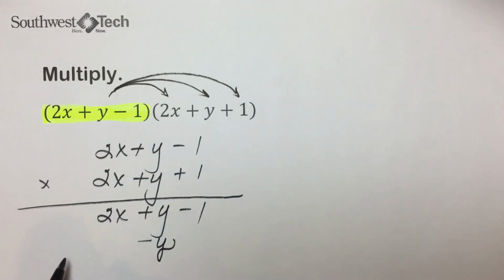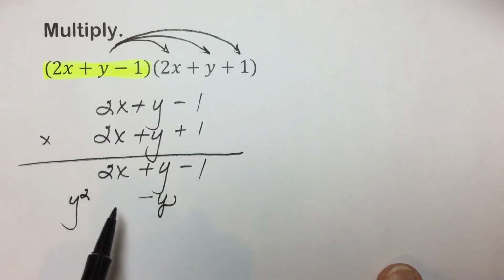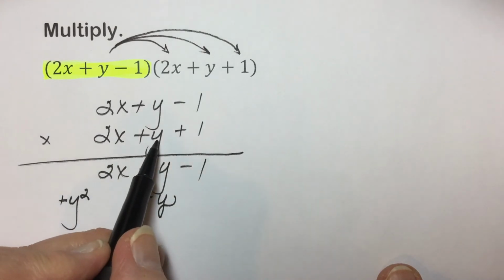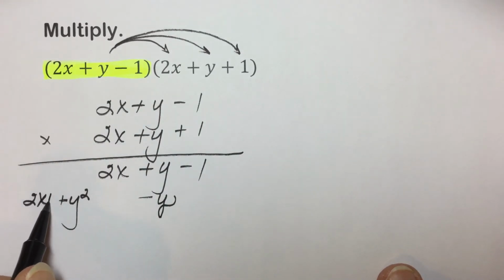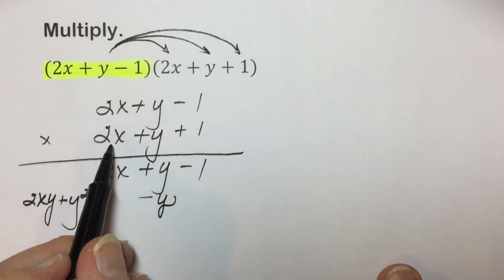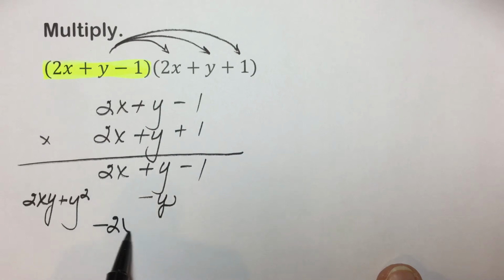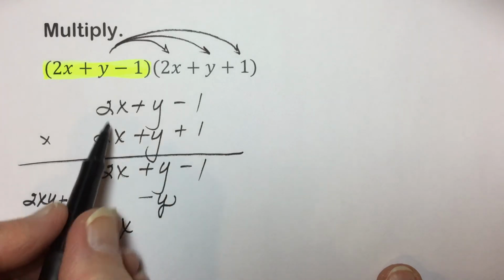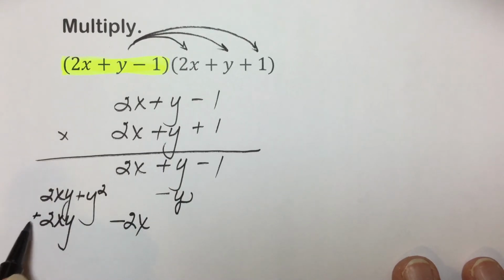Y times y is y squared. I'll slide that out here since I don't have one already, and it is positive. And y times 2x is 2xy. Last term times each one, we have a 2x times negative 1 is a negative 2x. 2x times positive y is a 2xy. And 2x times 2x is a positive 4x to the second power.